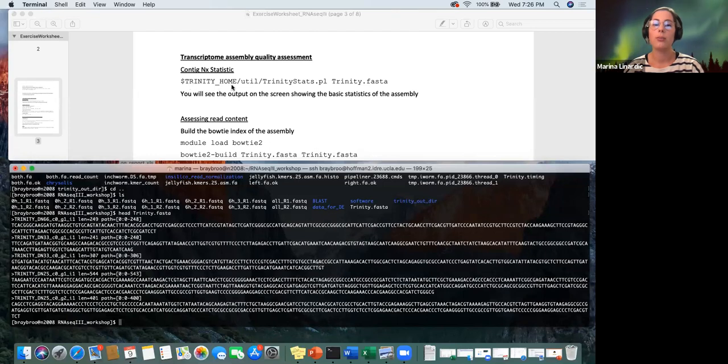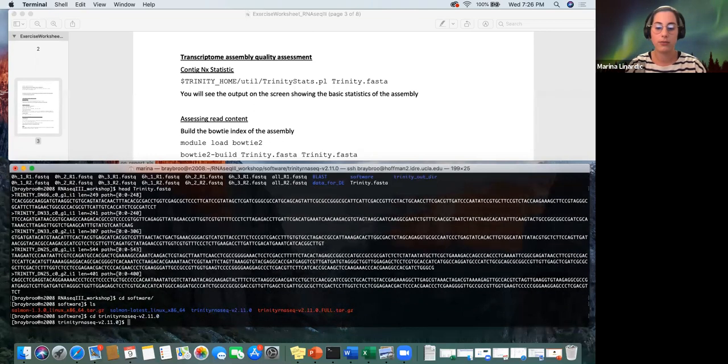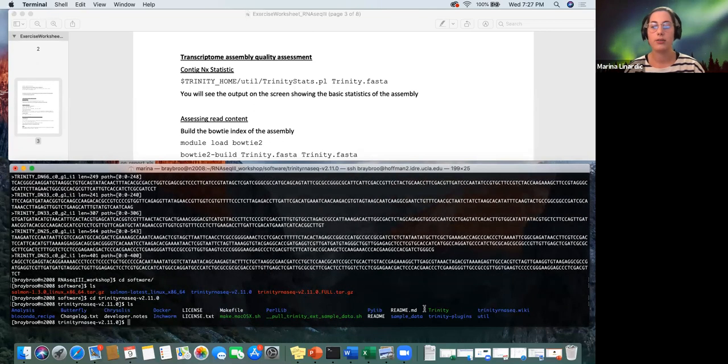Because we worked with the variable Trinity home yesterday, the software didn't actually remember it. So we will need to do this again to create this variable so we can use it for the rest of today's workshop. Again, we need to get the path to the Trinity home, and I don't remember it by heart, so let's look where it is. We know that it's in software. So it's right here, Trinity RNA-seq. We need to go into that, so we cd, using tab. Okay, so it's right here, this Trinity.